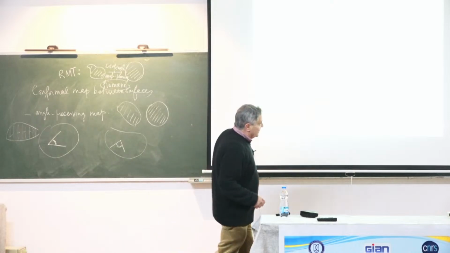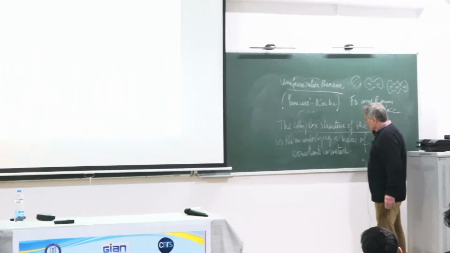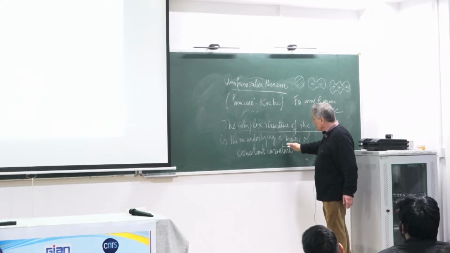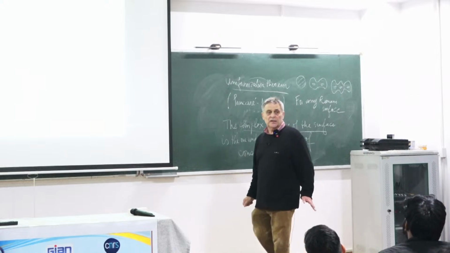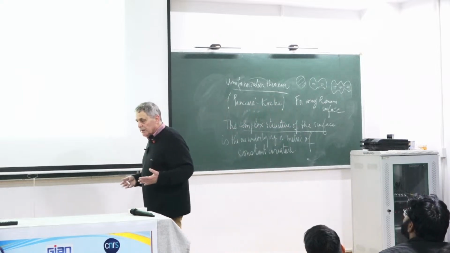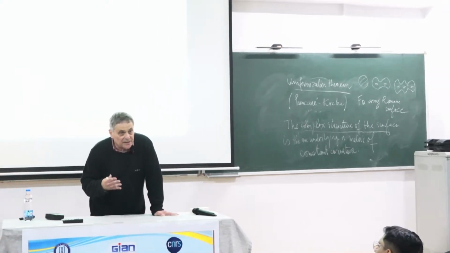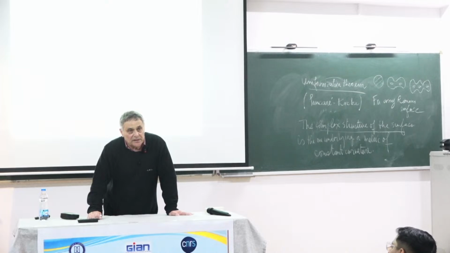This is the meaning of a complex structure for surfaces. Any complex structure of the surface is the one underlying some metric of constant curvature. This is why it reduces the study of all these complex structures to a special class of complex structures which have a constant curvature.